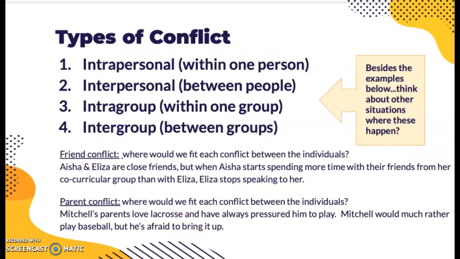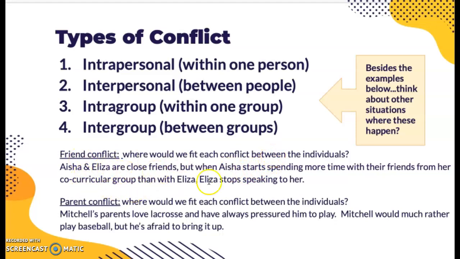So if we think about types of conflict, there's intrapersonal, which is within yourself. Interpersonal, which is between different people. There's intra-group, which is within one group. And inter-group, which is between groups. Okay, so this one's with me. Okay, just me. This one's between me and my brother. This one's between me and my family. This one's between my family versus my neighbor's family. Okay? If we think about here this friend conflict, where would we fit each conflict between these individuals?